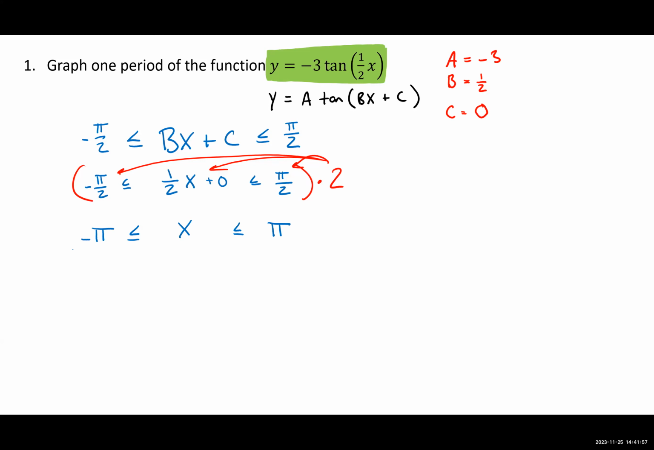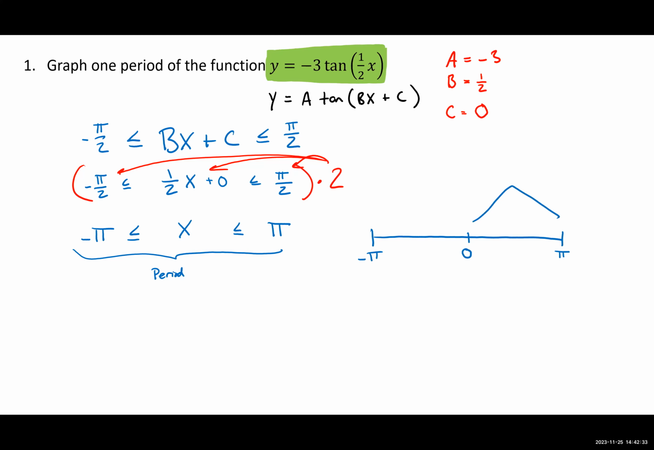Right, so that is our new period, from negative pi to positive pi. So now we got to split that up into 4 quarter periods, or 4 equal pieces. So the easiest way I think to go about this is to cut it in half. So it's halfway between negative pi and positive pi. Well, it's going to be 0.